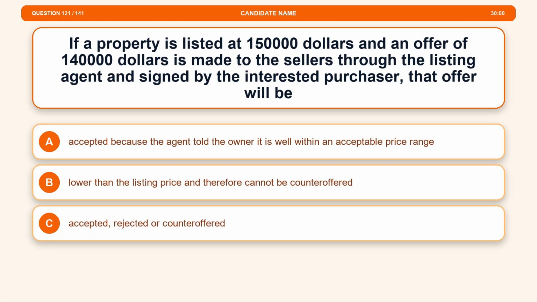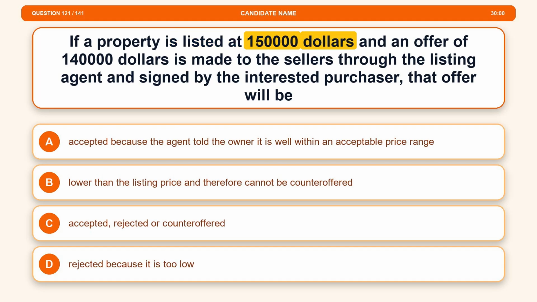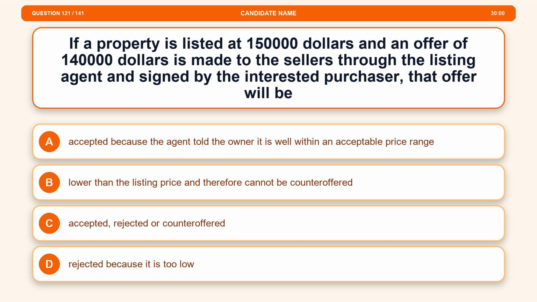Question 121. If a property is listed at $150,000 and an offer of $140,000 is made to the sellers through the listing agent and signed by the interested purchaser, that offer will be option A, accepted because the agent told the owner it is well within an acceptable price range. Option B, lower than the listing price and therefore cannot be counteroffered. Option C, accepted, rejected, or counteroffered. Option D, rejected because it is too low.